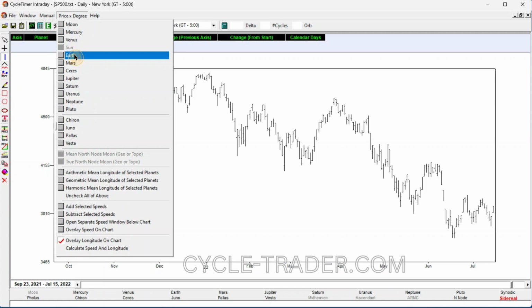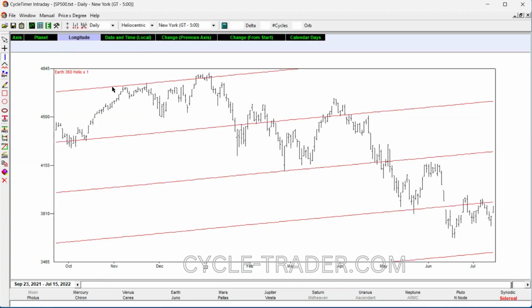For example, we select Earth from the price by degree menu. With a higher priced index or stock, the vertical spacing between each of these red lines is a complete 360-degree circle, or 360 points. Price ranges less than 360 will have no more than one longitudinal line. This is important to understand because when we average in another planet's longitude, a movement in one planet's longitude from 360 to 0 will affect the average.